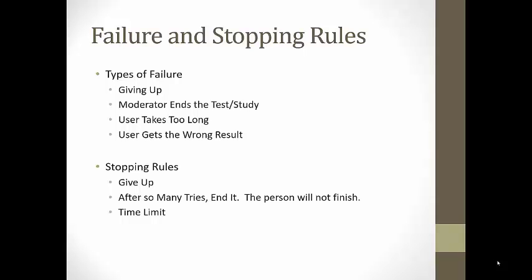And then you might have the user get the wrong result, like averaging those numbers. What if they just get the wrong result and they take the sum or the mode instead of the average? You know, then you have to mark that the person didn't get the result correct. And you have to think about what the stopping rules are. If they give up, you'll stop the test. After so many tries, maybe they try 5 times and they're getting frustrated, you'll say, okay, thank you, you're done with that part of the test now. Or you might just say, if they take longer than 2 minutes, the test is over, they're done, and just record that in your data.